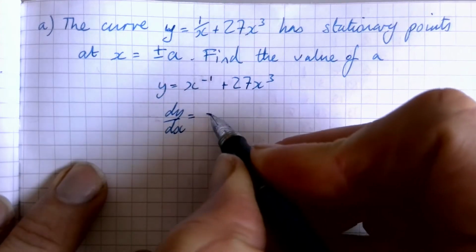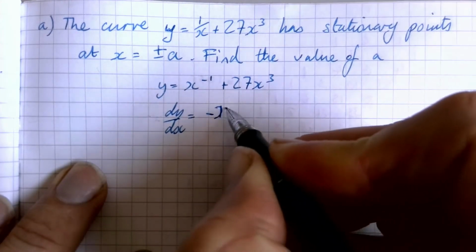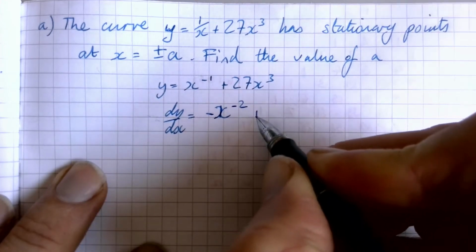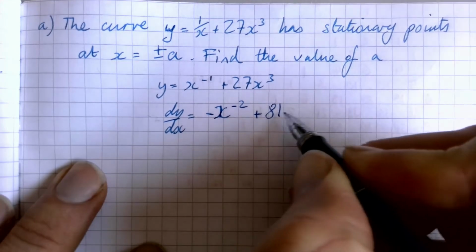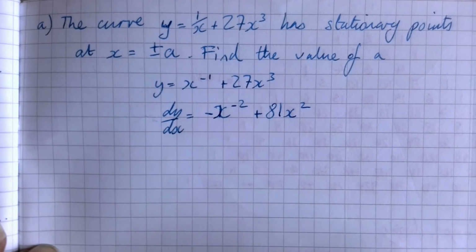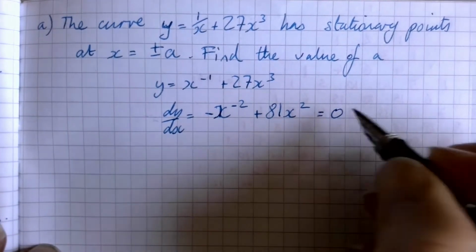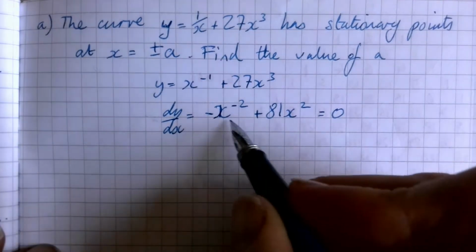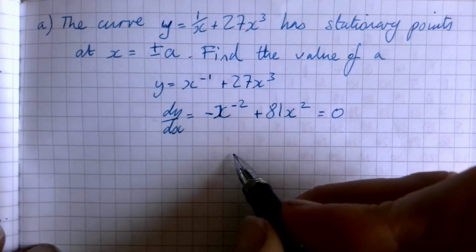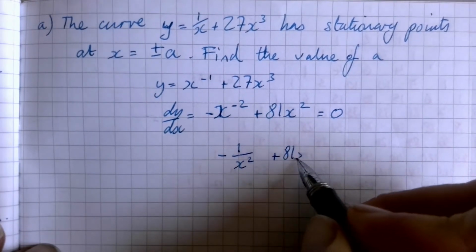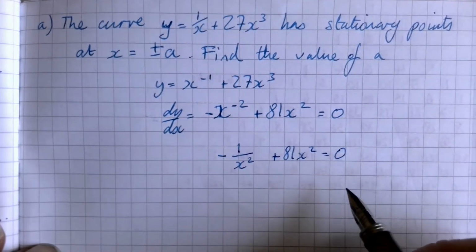If we differentiate that, minus 1 times x is minus 1x to the power negative 2, and 3 times 27 is 81x squared, so we get that, and we want that for a stationary point to equal 0. Now in order to solve that for your value of x, we're going to have to play around a little bit with our equation. So let's put this back into a fraction first of all: minus 1 over x squared plus 81x squared equals 0.